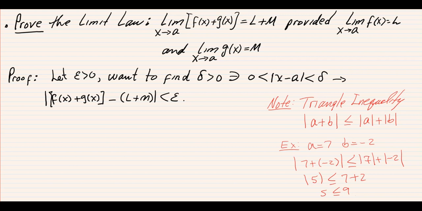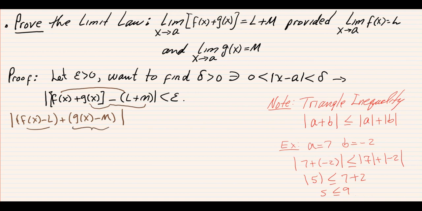I'm going to write the above statement using this triangle inequality: the absolute value of f of x minus L, plus parentheses, g of x minus M. All I've done here is rearrange the terms inside the absolute value. I grouped f of x and L together, and then g of x minus M is in here.